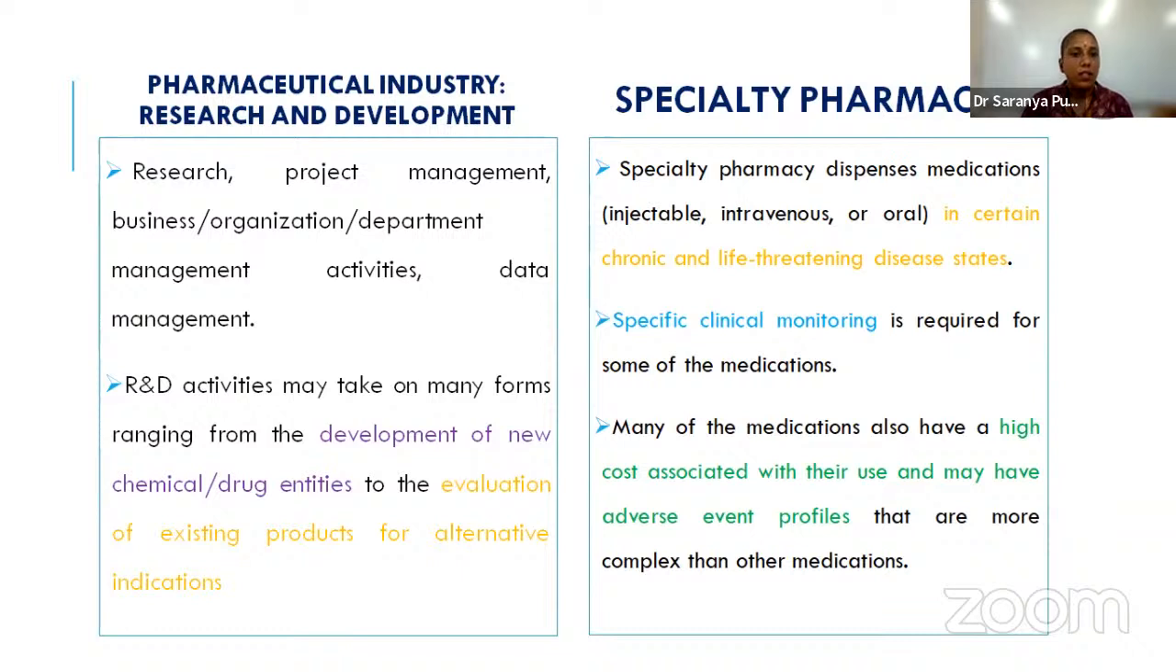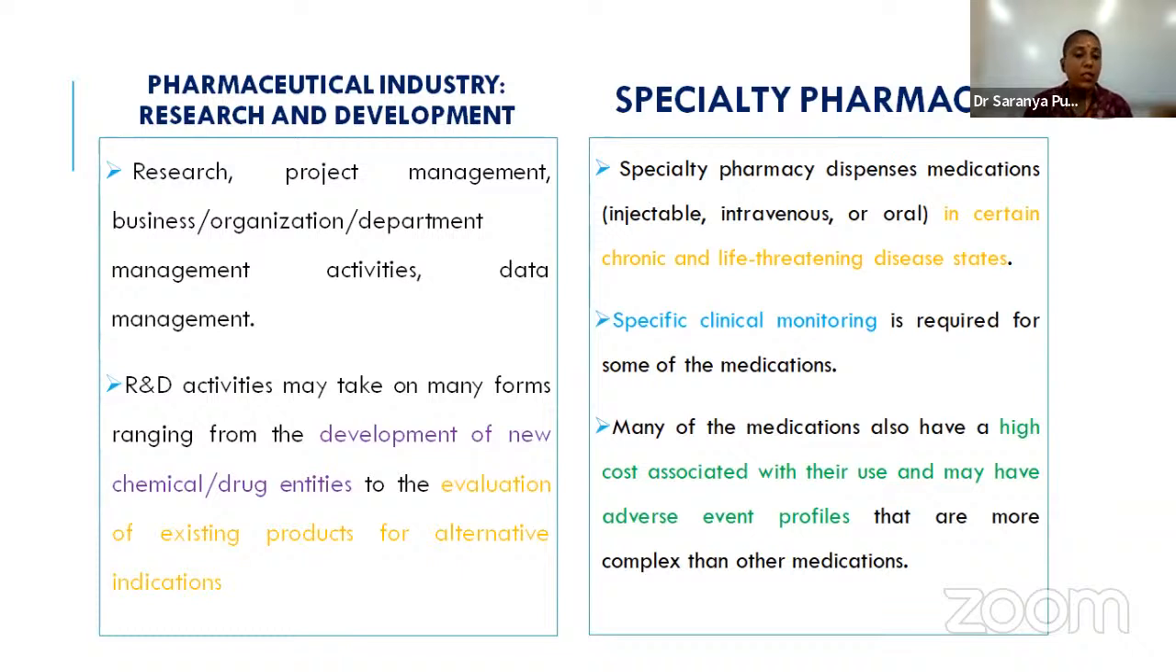So research and development activities may take on many forms, ranging from development of new chemical or drug entities to the evaluation of existing products for alternative indications. Say, for example, carbamazepine. Carbamazepine was a drug that was initially introduced for the management of trigeminal neuralgia. Now, carbamazepine is widely used in the management of epilepsy.